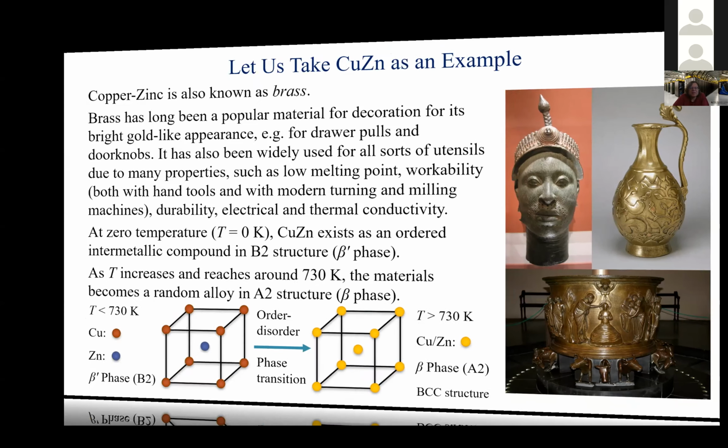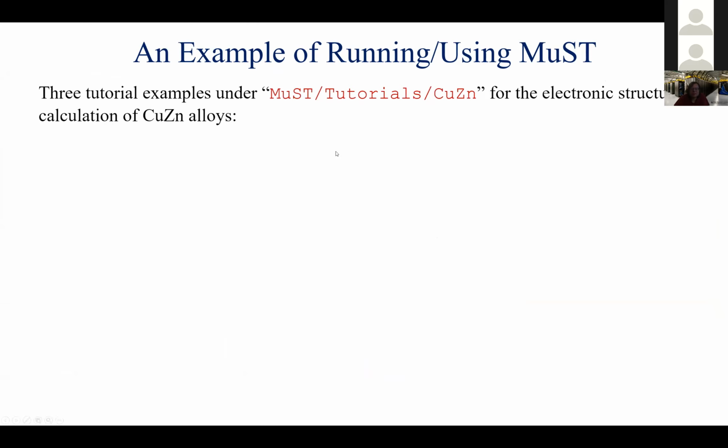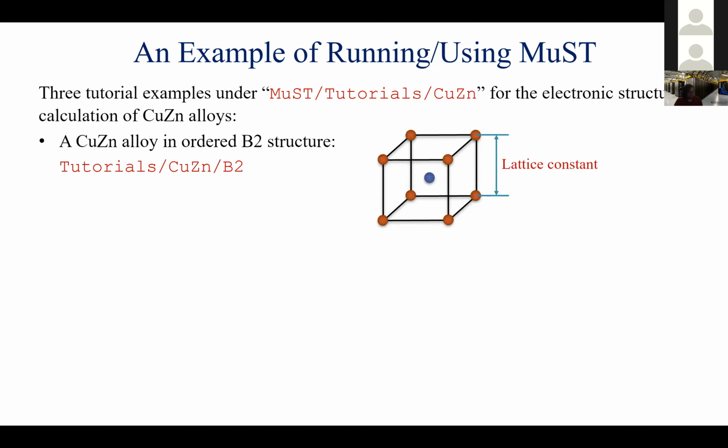This gives you some background of the particular physical system we are going to deal with. This is an alloy that becomes random as temperature increases. So how are we going to use MuST to deal with this type of problem? In the MuST package, if you download it, there's a directory called tutorials, and there's a particular example called copper zinc that gives you an example of how we calculate copper zinc.